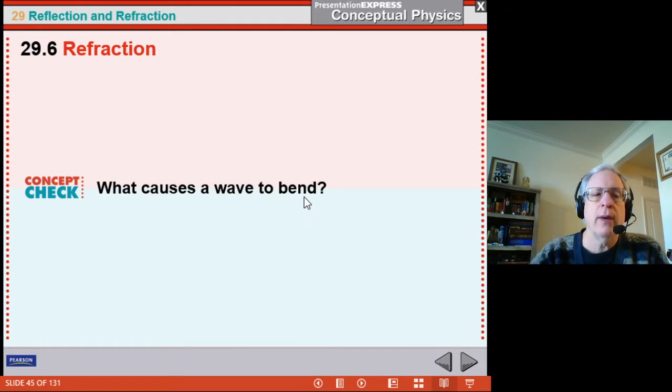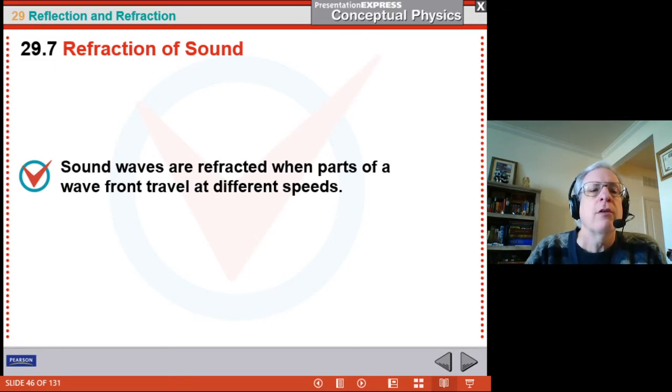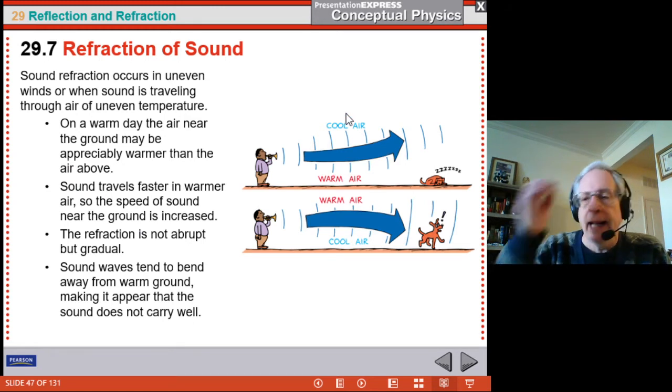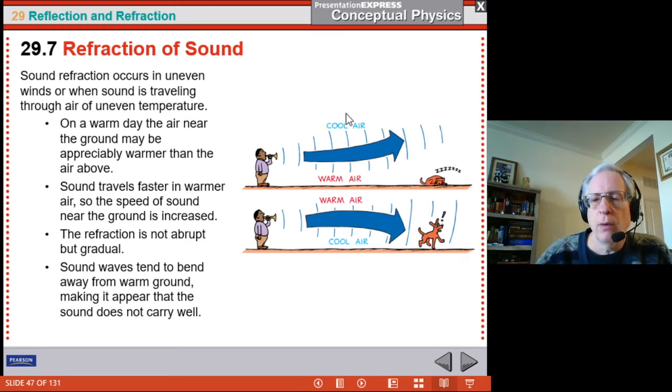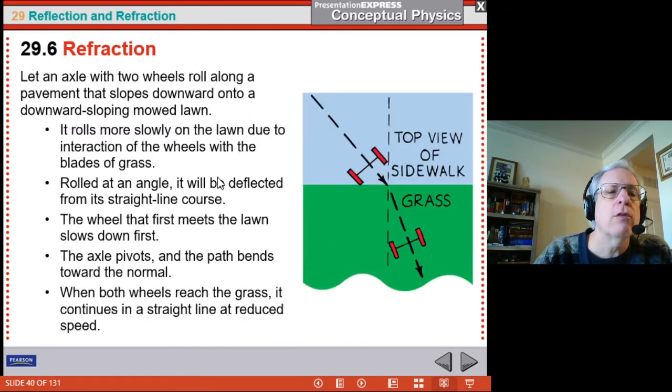So what causes a wave to bend? Changing speeds, changing medium, changing temperatures. Sound waves can be refracted as well. So notice here that I have warm air and cold air, and in cool air you're slower and you bend towards the slow. Remember that you bend towards the slower grass. The grass slows you down, so you bend inward when you slow down.